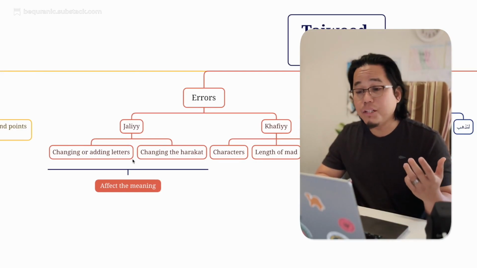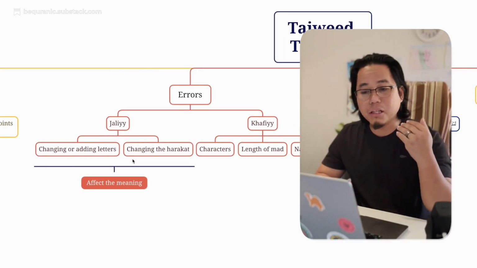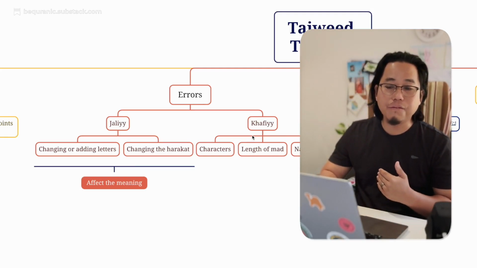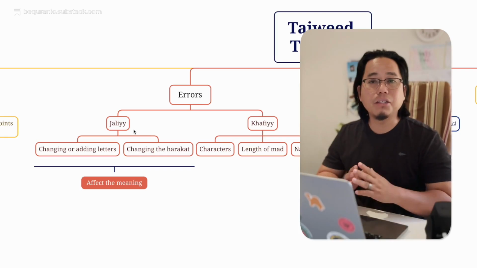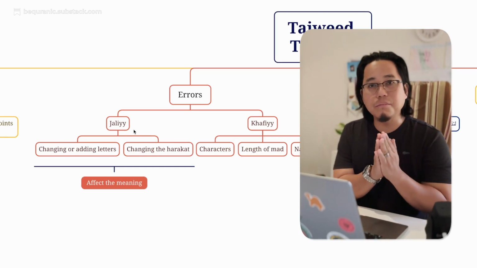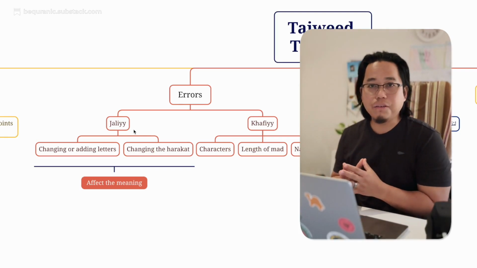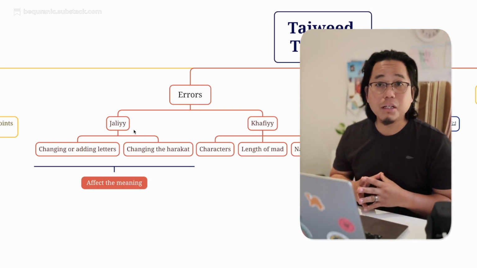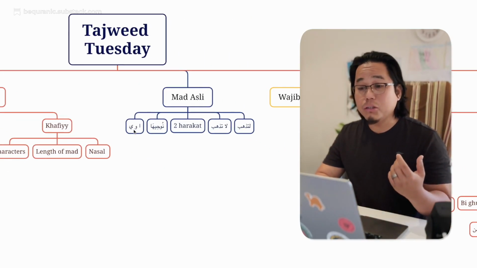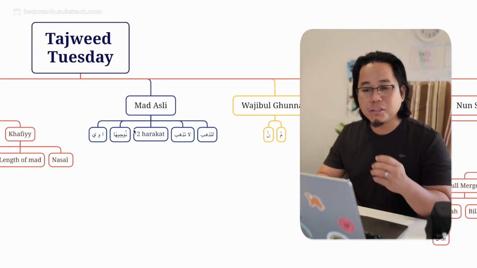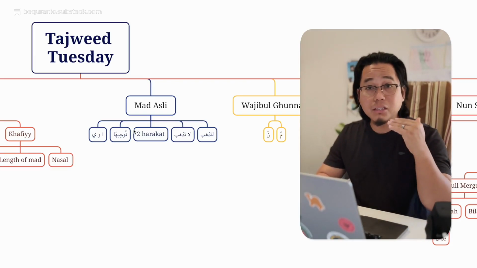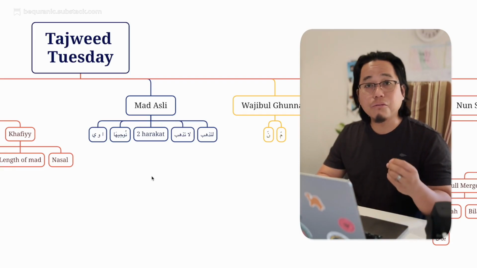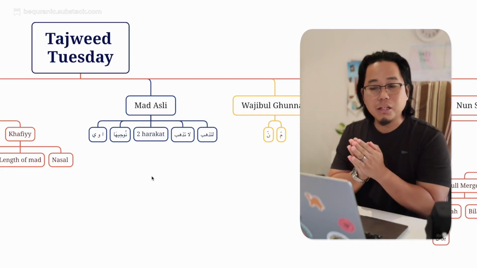We've also briefly spoken about the two types of errors. You've got the major error, lahan jali, and minor error, lahan khafi. Major errors are the type of errors that change the meaning of what you're reciting, while khafi affects the beauty but not the meaning of what you are reciting. And we've looked into the first and the most important of the Tajweed rules, because this changes the meaning if you mess it up. It is mad asli, the foundational elongation.